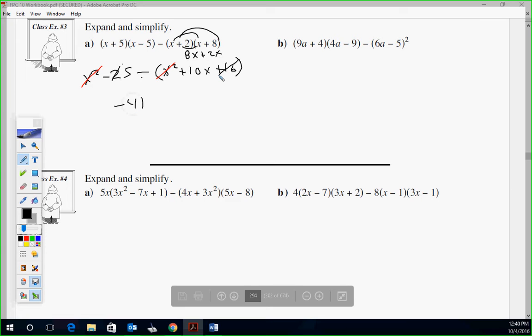Okay, and then I have a minus 10x. So that's your answer, negative 41 minus 10x. Okay, if we want to put them in descending order, like we've talked about, that means the x needs to be first. So you would just write it like this.